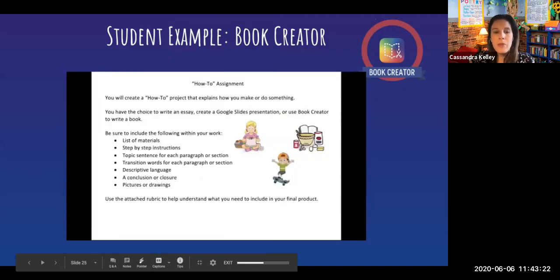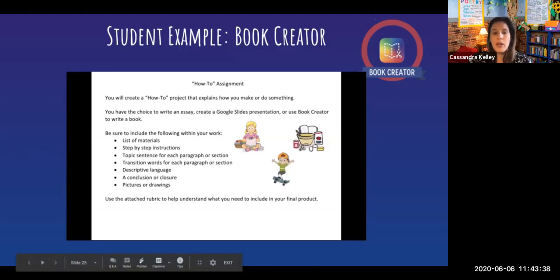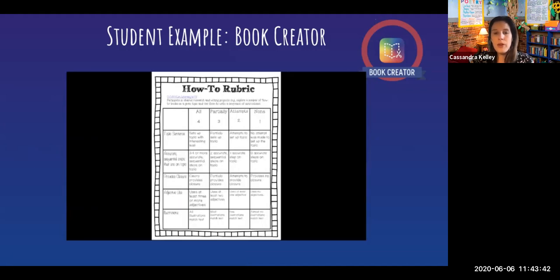So this was her assignment description of what she had to do. She had to make a how-to writing assignment, and it tells her exactly what she has to include in it: pictures, drawings, conclusion, descriptive language. So this is her rubric, right? Her criteria. The next one is the actual rubric of what it looked like with all the different pieces of how she was getting scored.